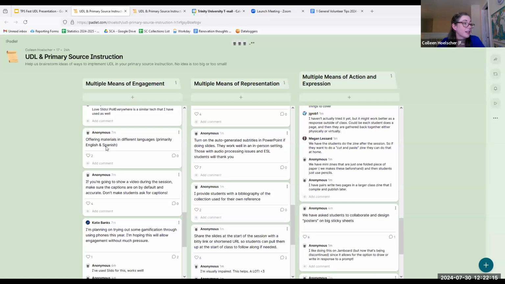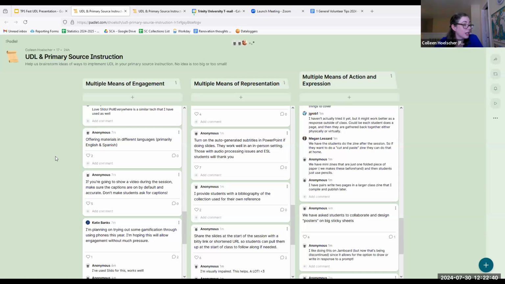Offering materials in different languages, primarily English and Spanish. That's a great idea, especially if you have materials in multiple languages. If you have a lot of international students who attend your school, I know that I would be much more comfortable reading 18th century handwriting that's in English than in another language, as a native English speaker.